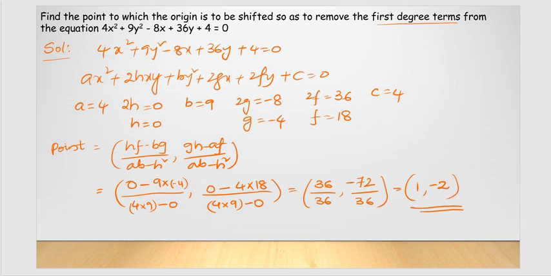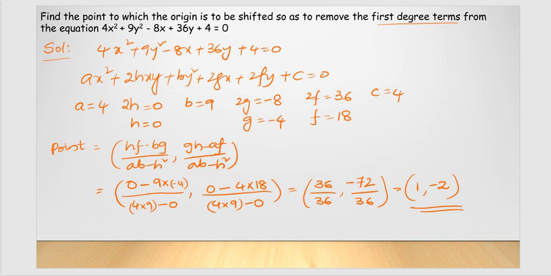So this is nothing but the point to which the origin is to be shifted so that the first degree terms of the given equation will get eliminated, right? So this is one of the approaches, where you can directly apply this particular point. This formula you need to remember. If you don't remember it also, you can do it the way we have done the proof in the earlier process, right? If you don't remember the formula, then also no problem.